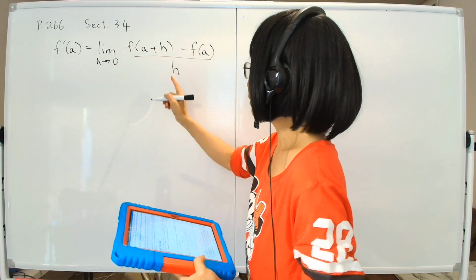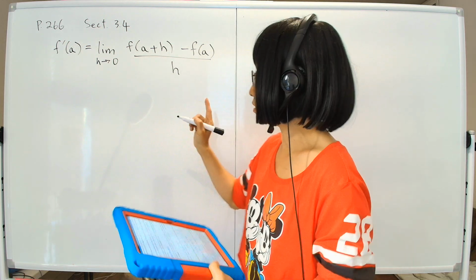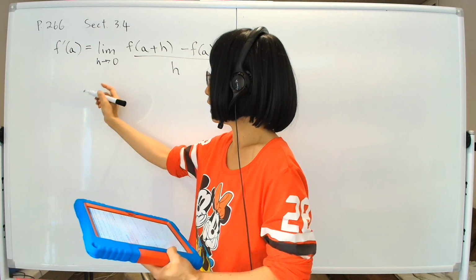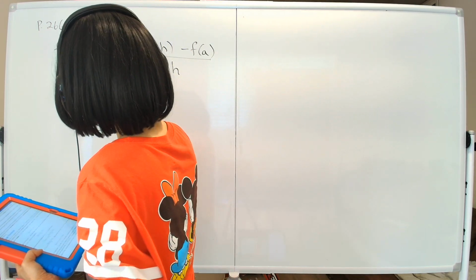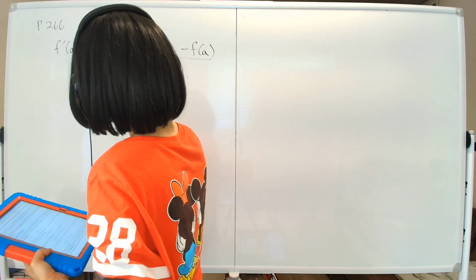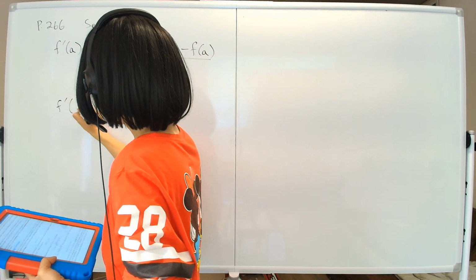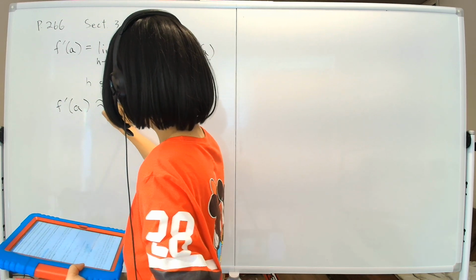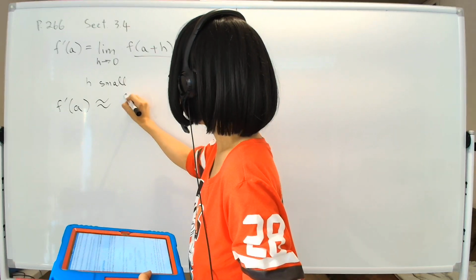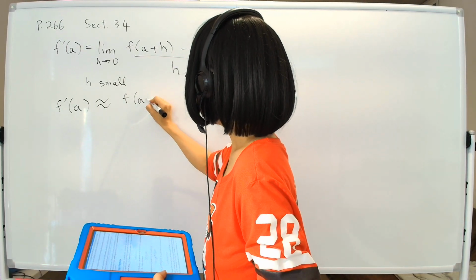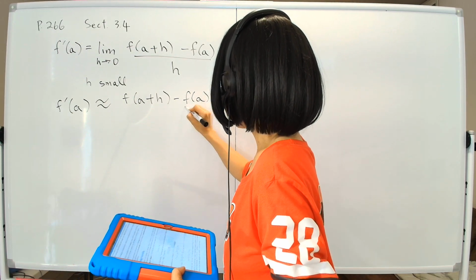Now for this particular section, we're going to focus on when h is near 0. Okay, when h is small. When h is small, then we can argue that f prime of a is almost equal to, approximately, the wavy equal sign, f of a plus h minus f of a divided by h.